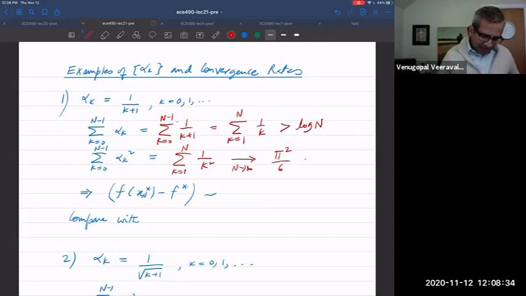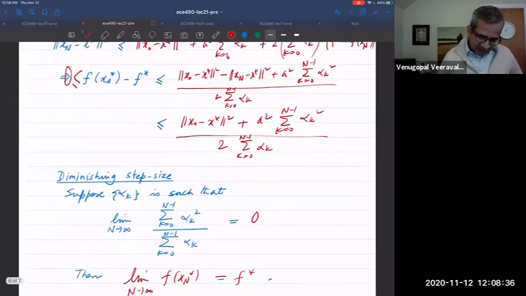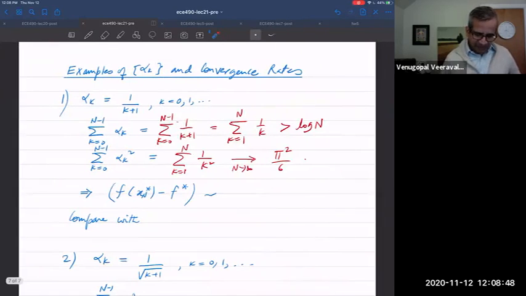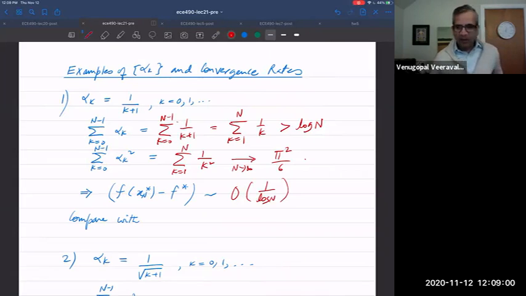So if we go back and look at this expression, what's happening is that this guy is going to a constant and then goes to infinity. This guy is blowing up as log n. So the ratio is going to 0. So the difference between f of xn star and f star is of the order of 1 over log n. So it's going to 0 as 1 over log n, which is slow.